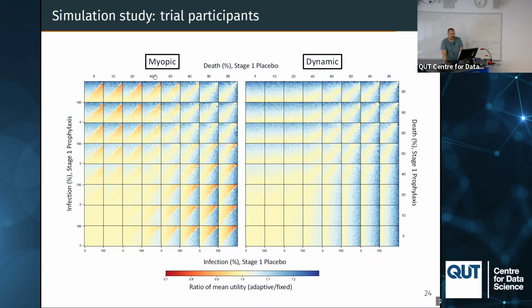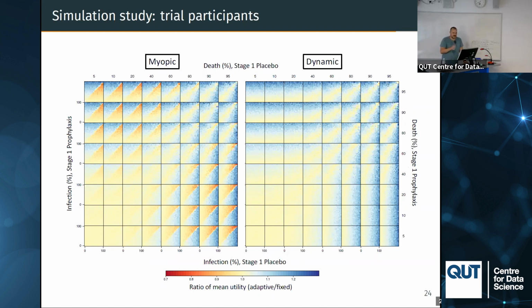That's only with the myopic adaptive design. When we switch to a dynamic adaptive design, that problem disappears. And in fact, we either have equal utility to a fixed design or substantially better utility, up to around 30% better utility. So that's the utility of the trial participants.